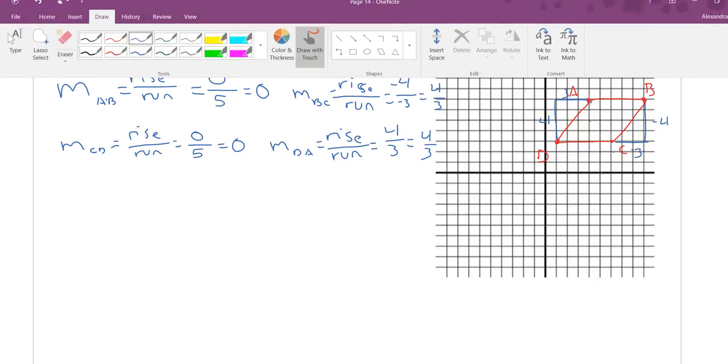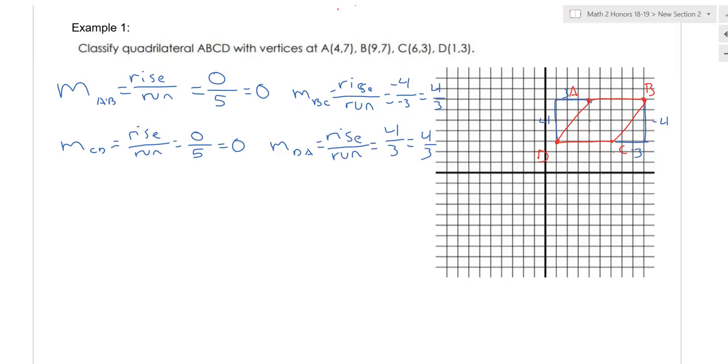So I'm looking to see if I have parallel sides, where parallel sides have the same slope. These ones are the same, and these are the same. So I have 2 sets of parallel sides. If you look back at your flow chart, if you have 2 sets of parallel sides, we already know this is a parallelogram, but we have to check if we can be more specific.